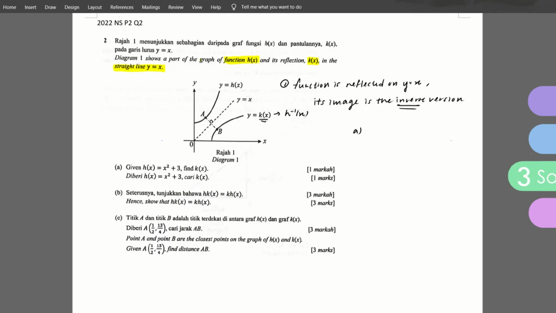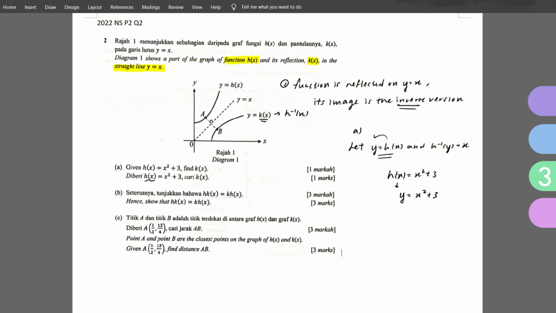To transform an original function to an inverse function, we need to use the 3 steps which we have gone through in the previous videos. I'll put one of the links in this video. We let the function given as y, and we move the h to the other side, so it will be h inverse y equals x. Step number 1: h of x equals x squared plus 3, we change our h of x to y.